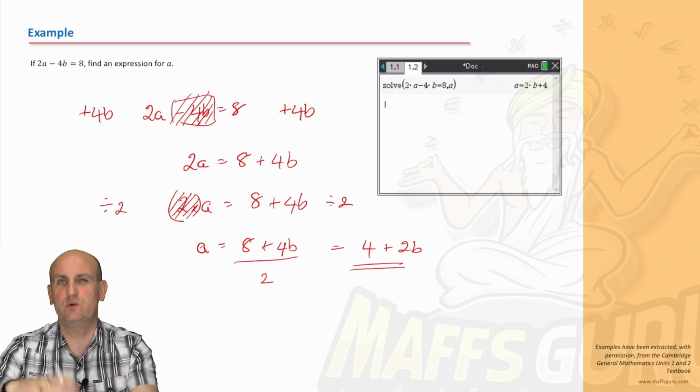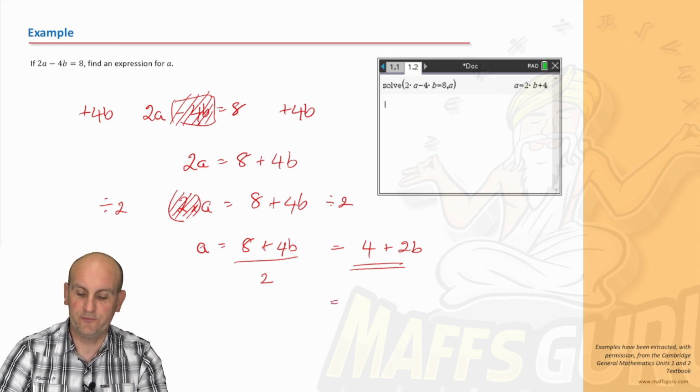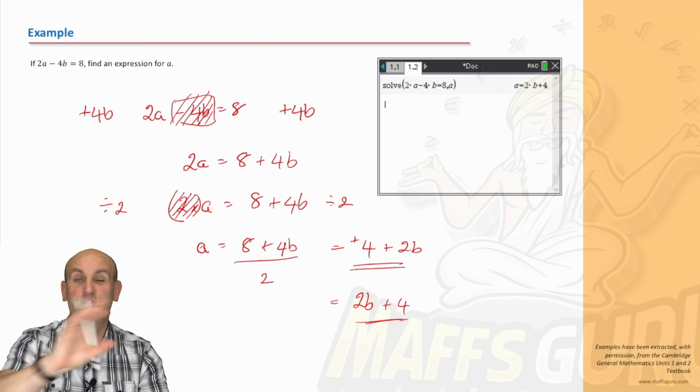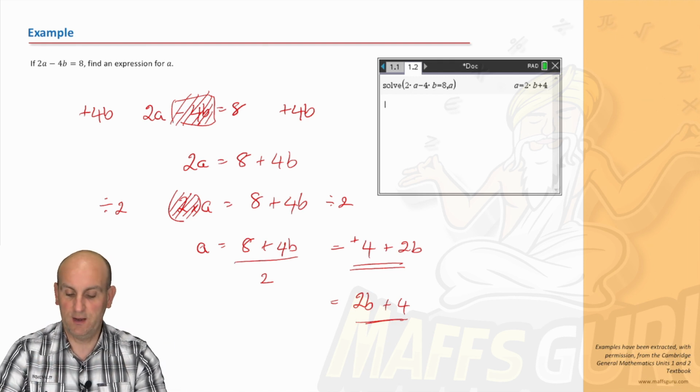Now again, because we can swap these things around, we want to put the number terms first. So that would be the same as 2b plus 4. Now why? Because in front of that 4 is a little plus, although we don't write it. So when an expression starts with nothing, it's always a plus.